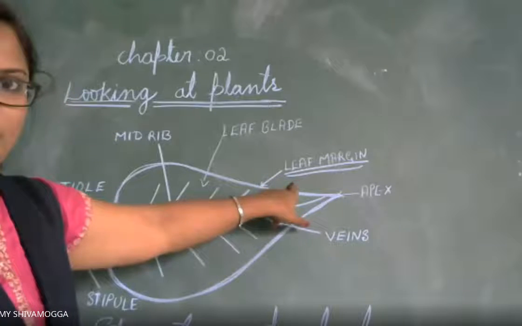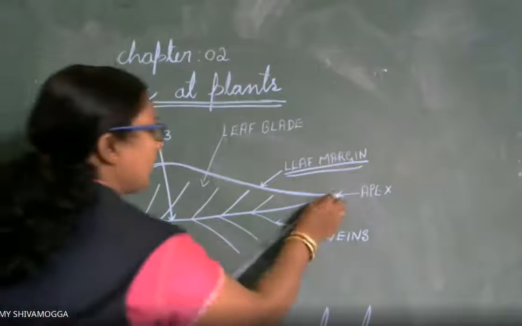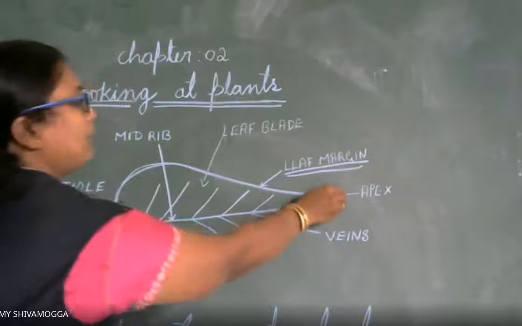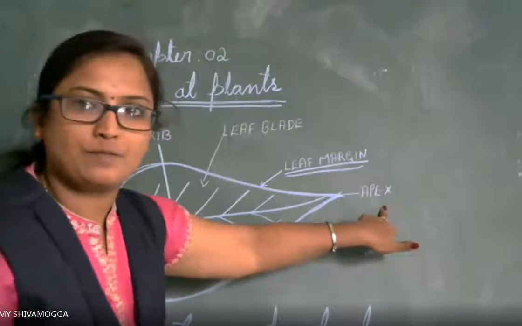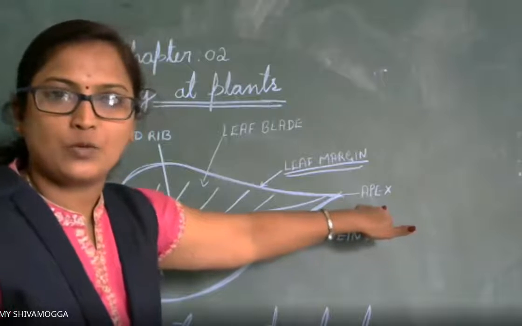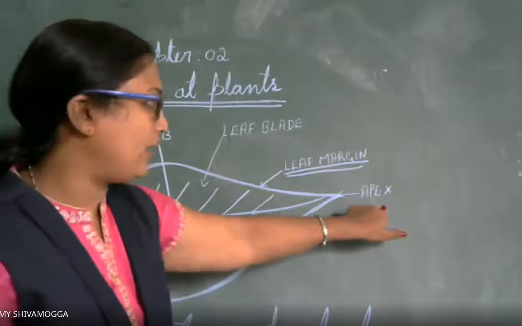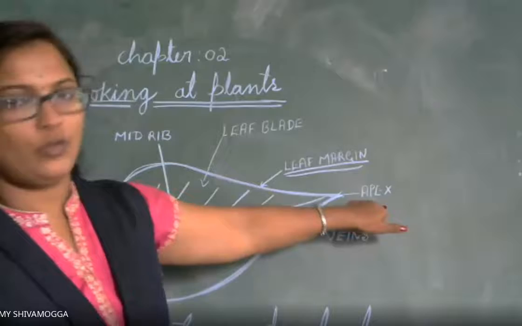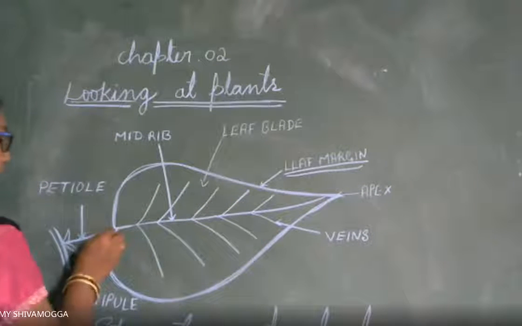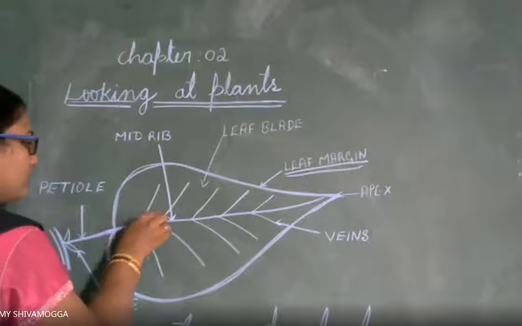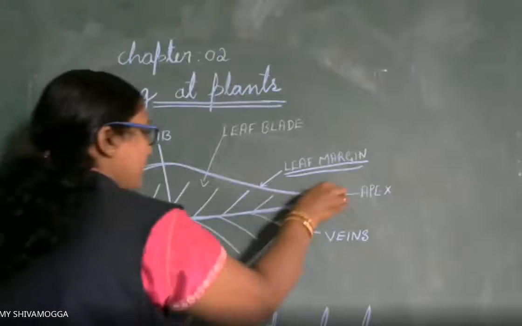Leaf margin. Okay, the tip of a leaf is called apex, A-P-E-X. You can write down apex. Okay, next. See here, you can see the middle thick line in the leaf, right?